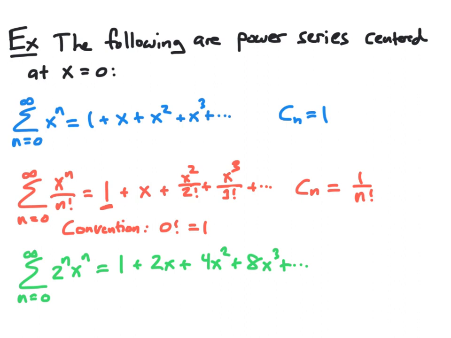Our third example is the sum n equals 0 to infinity of 2 to the n times x to the n. And again, by just letting n equal 0 and then taking on subsequent values and substituting them into the term of our series, we obtain a sum that begins 1 plus 2x plus 4x squared plus 8x cubed, and so on. And we see here that our nth coefficient is going to be 2 to the n. So again, if we want the coefficient of x to the 10th power, we can see that it's going to be 2 raised to the 10th power.